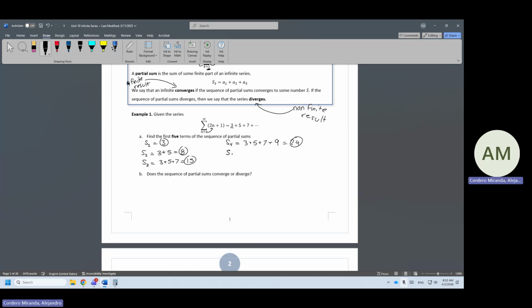And then the 5th partial sum would be the first 5 terms added together, plus 11, which would give me 35. And there, I've answered the question. Find the first 5 terms of the sequence of partial sums. It'd be 3, 8, 15, 24, and 35. Those are the first 5 terms in the sequence of partial sums.